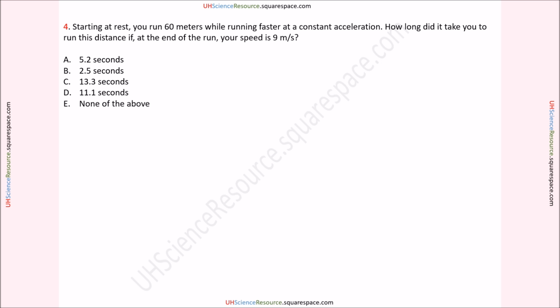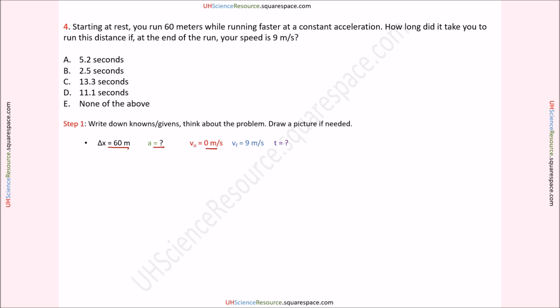Okay, so let's first write down what we're given. We're told that the run is going to be 60 meters. We know that the acceleration is constant, but we're not given the acceleration. We're told that we're initially at rest, and so our velocity is going to be 0 meters per second. And at the end of the run, we know that our final velocity is going to be 9 meters per second. And finally, we're asked how long this took.